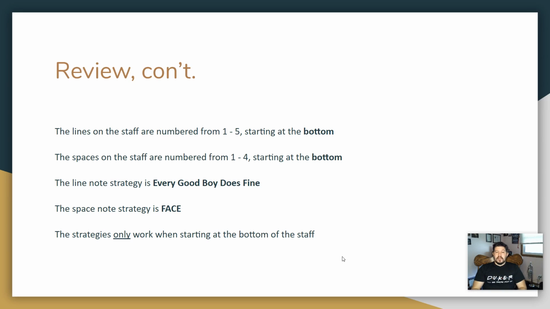Now, one thing to really keep in mind, these strategies only work when you are starting at the bottom of the staff. If you try to go every good boy does fine, the only word that's going to line up there is B because it's right in the middle. Space no strategy won't work at all, and all except for one line will be incorrect. So please, right now, push the save button on starting at the bottom of each line or space to use your strategies.